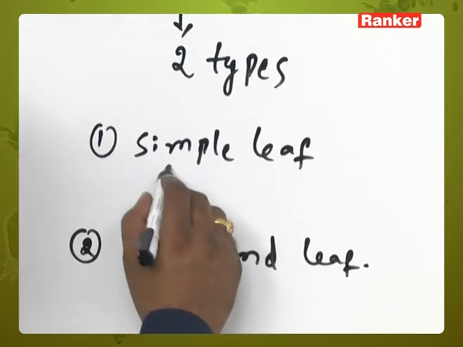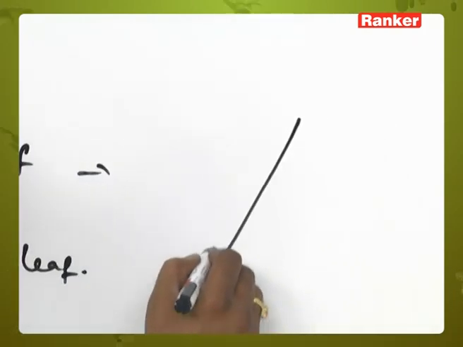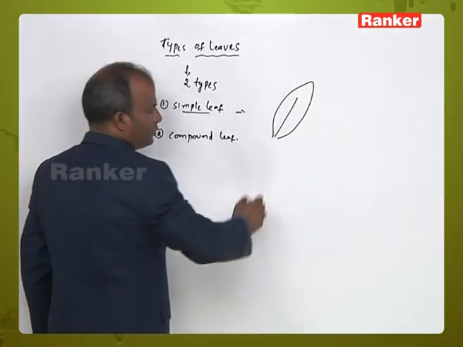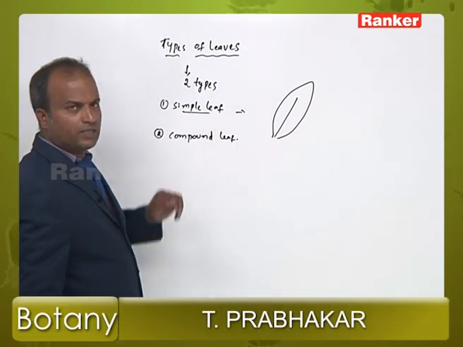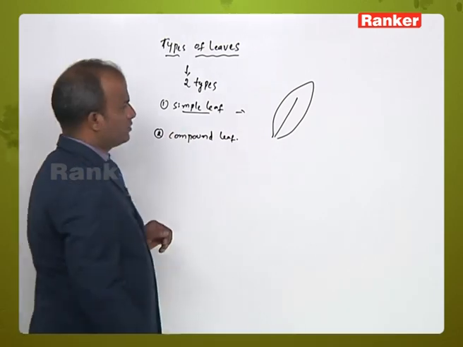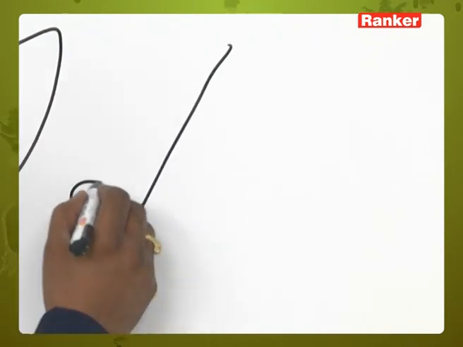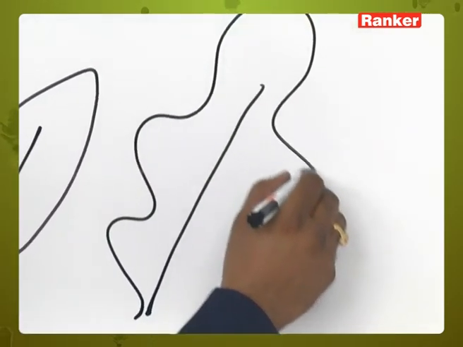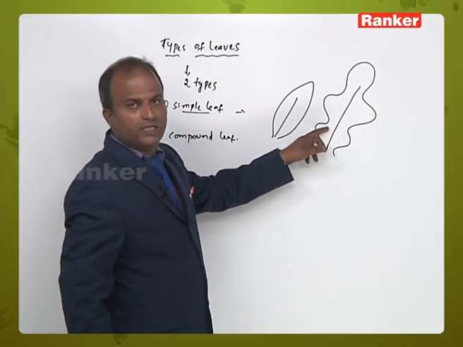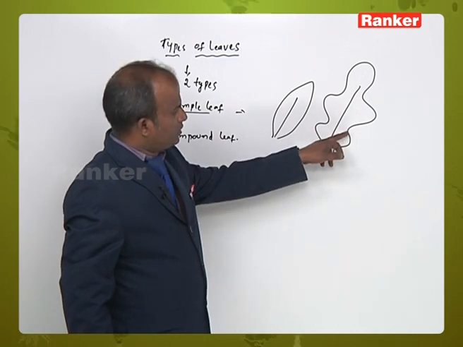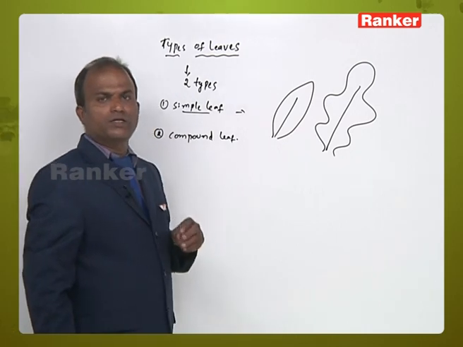A simple leaf shows an entire margin, like this. But another leaf is also called a simple leaf. Why? Because in simple leaves, the incisions or lobes are not connected to the midrib. If these incisions or lobes are not connected to the midrib, it is also called a simple leaf.